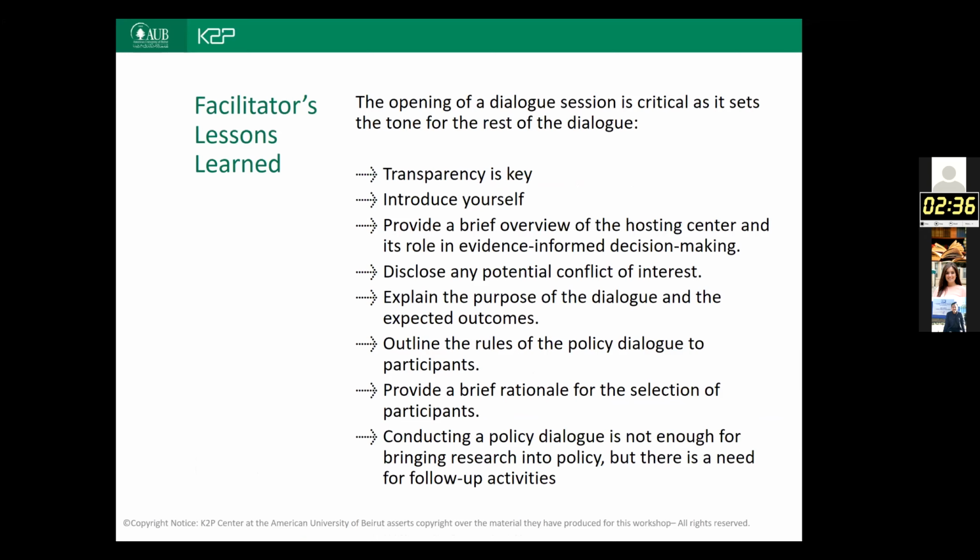It is not enough to bring research into policy, but there's also a need for follow-up activities after the policy dialogue. So mainly this is it when it comes to a policy dialogue. You definitely might need to follow up with some stakeholders after a policy dialogue, just to make sure that they are implementing what they said they will be implementing, and make sure you select your stakeholders very well when it comes to the dialogue.